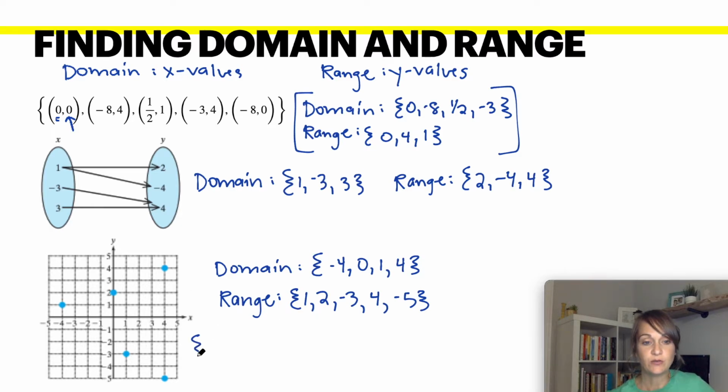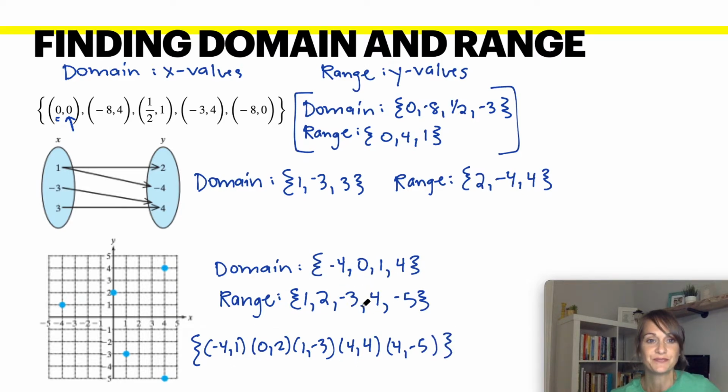Also, you could rewrite these as the coordinate points first. So this is the coordinate point -4, 1. This is the coordinate point 0, 2. This is the coordinate point 1, -3. This is the coordinate point 4, 4. And then this is the coordinate point 4, -5. And then from these coordinate points, you can list the domain values and the range values.